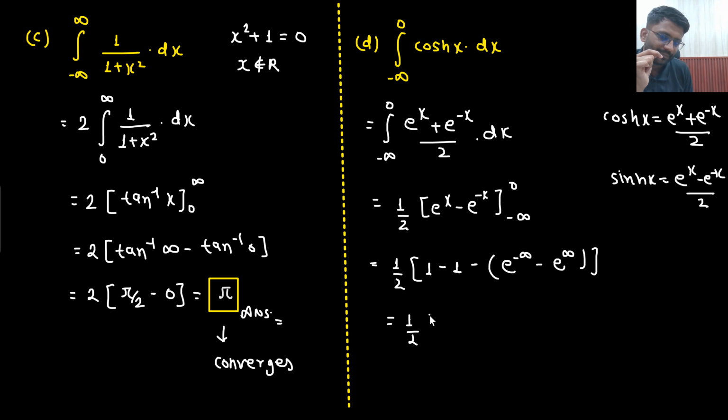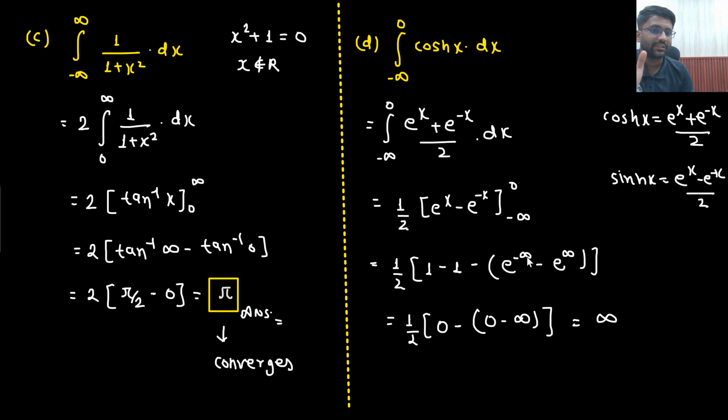So what you are getting is 1 by 2 times: 1 minus 1 is 0. E to the power minus infinity is 0. Minus e to the power infinity is minus infinity only. So what is the answer? Infinity by 2. The answer is infinity only. Here you are getting e to the power infinity, and this is 0. There is no indeterminate form.